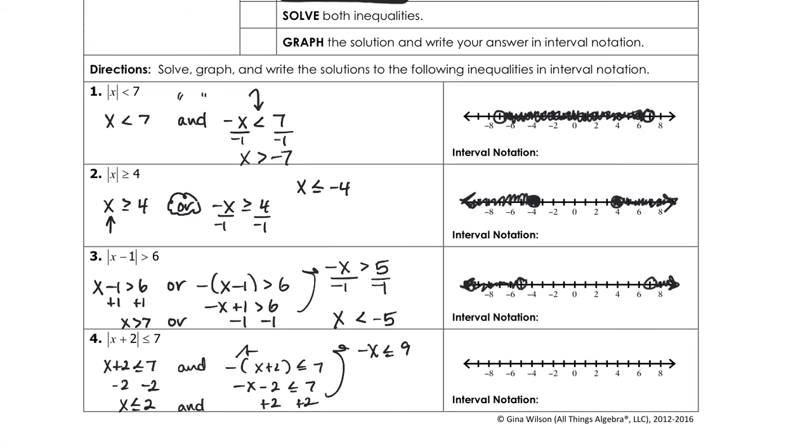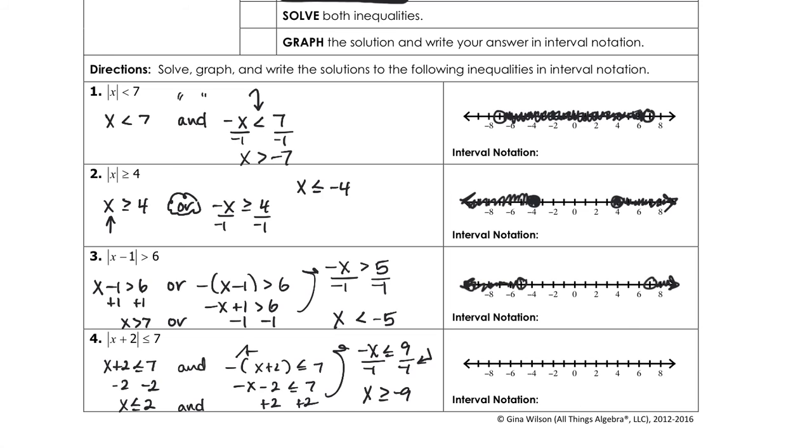And then from this point, what I'm going to do is divide by -1, divide by -1. And I will get, again, just a reminder here, right? When you divide by a negative, you got to flip the inequality. So x is greater than or equal to -9.